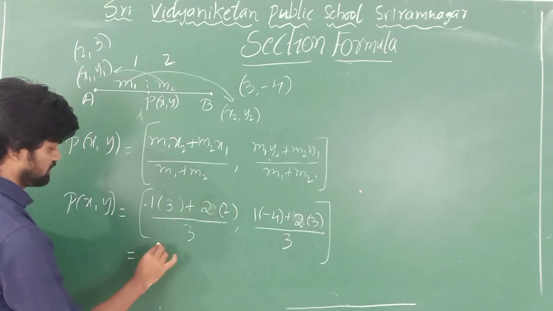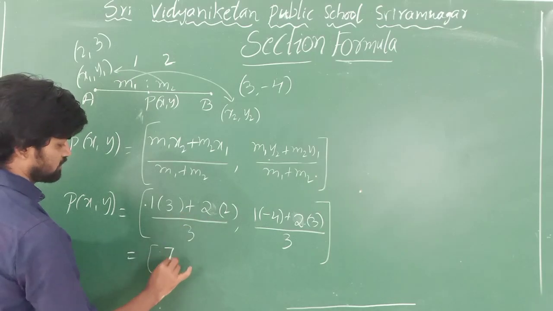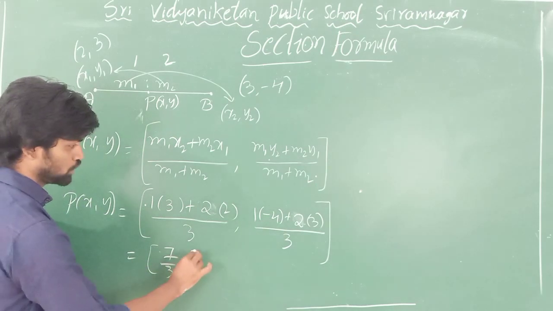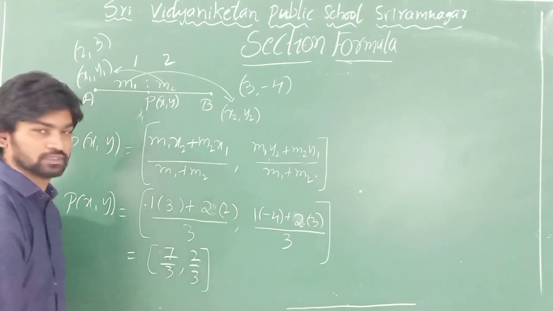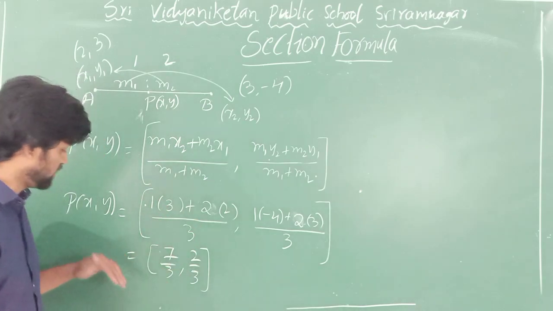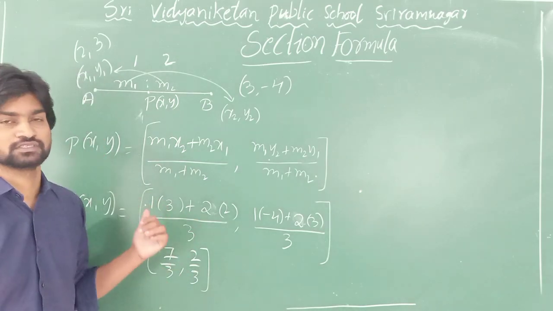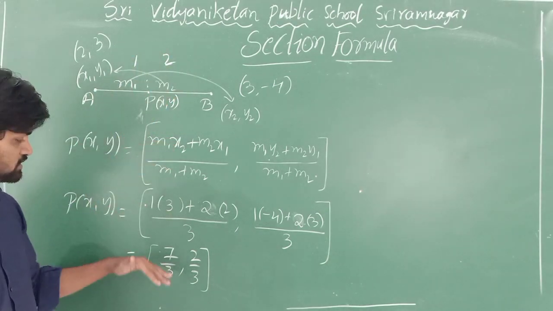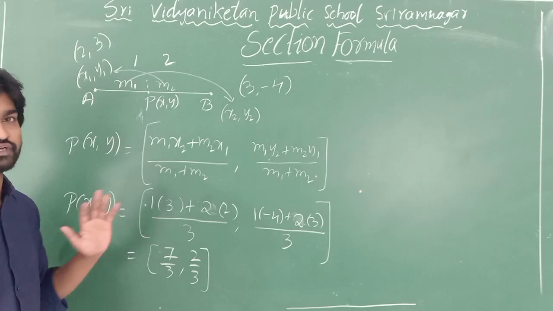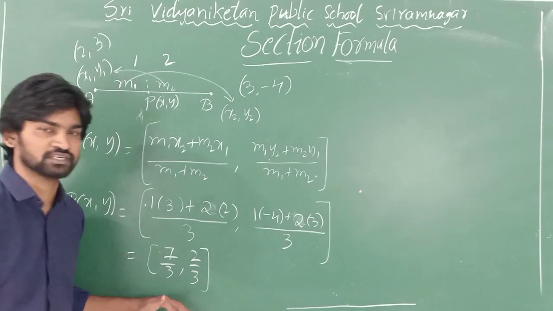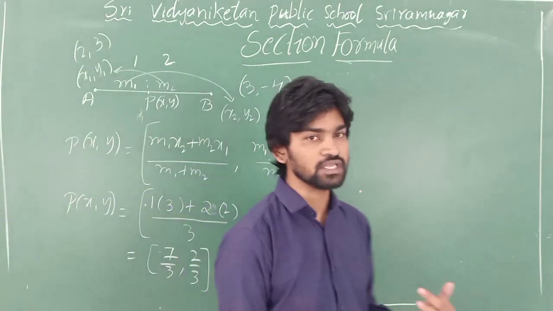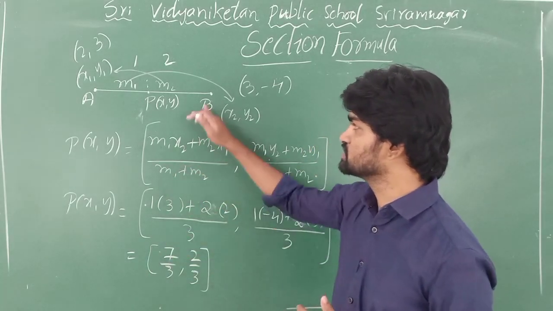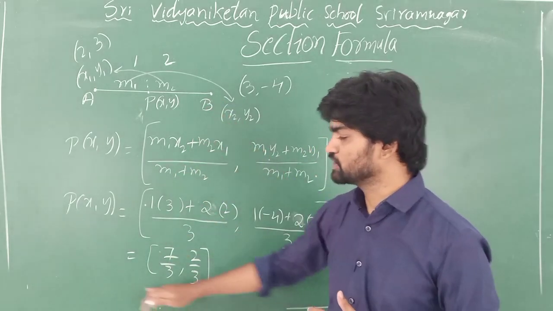Let's simplify this. 3 plus 4 is 7, so 7 by 3. Here 6 minus 4 is 2. That is 2. This is how we find the point of division. P(x, y) is dividing this AB in the ratio 1 is to 2. Sometimes he will give the point of division and ask you to find the ratio. That question I will also explain. This is how we find the point of division.